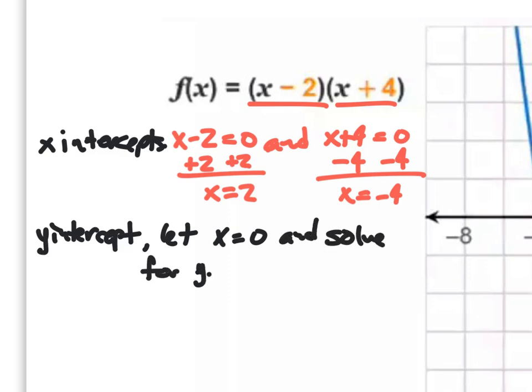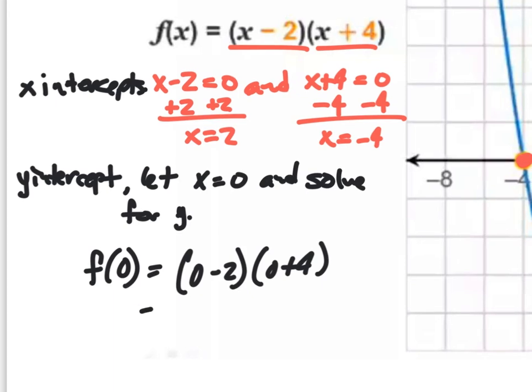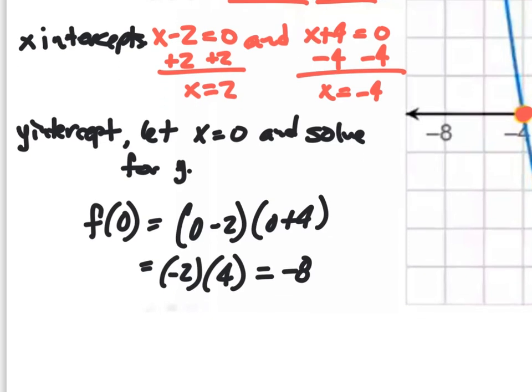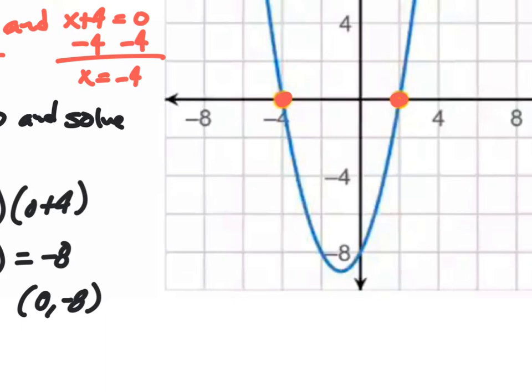Basically I want to find f of 0 and plug 0 into our function. So I would do 0 minus 2 times 0 plus 4. When I calculate that, I get negative 2 times positive 4, which gives me negative 8. So f of 0 is equal to negative 8. That translates to a point on the graph. Remember, that is the point (0, negative 8), and that point is located right here.